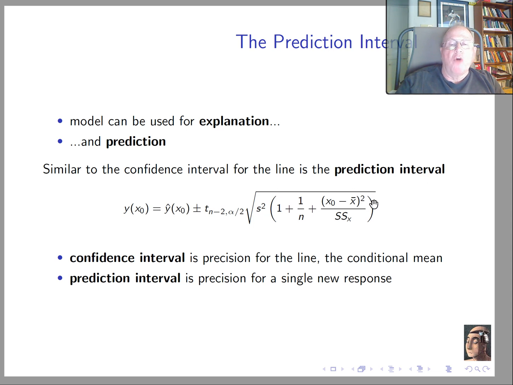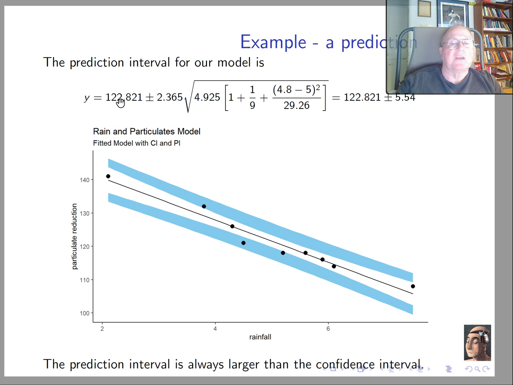And it's almost the same equation, except for the addition of this 1 right here. The 1 talks about variation not of the line, but of the data around the line. If we look at our model, we can calculate the prediction interval at our point 4.8, and now we see that the prediction interval is plus or minus 0.554, quite a bit bigger than plus or minus 1.76.